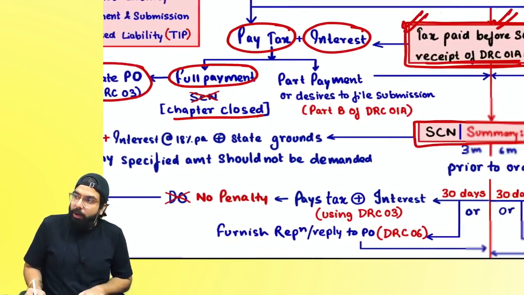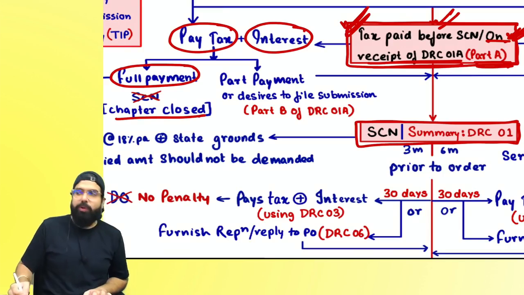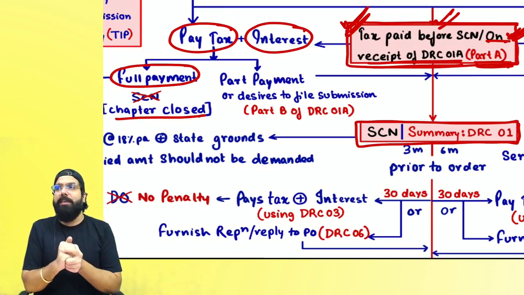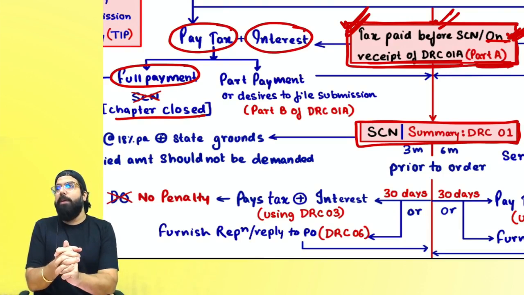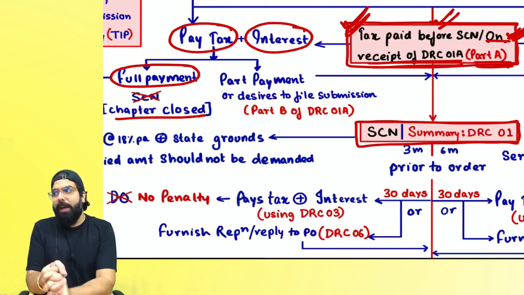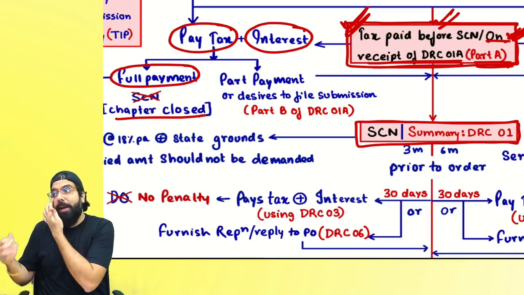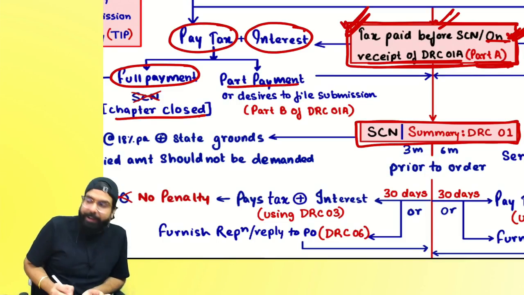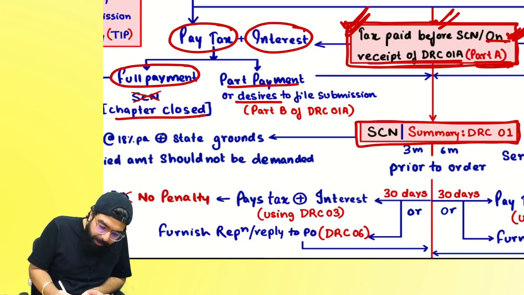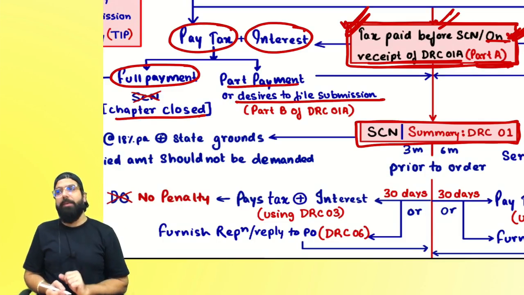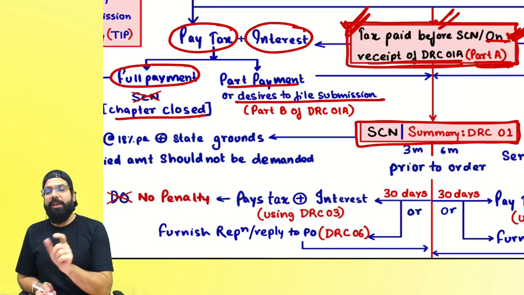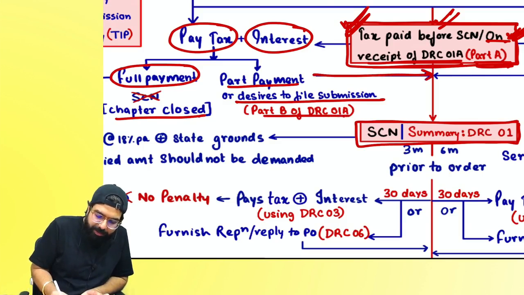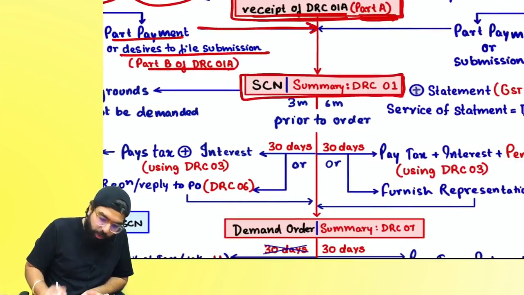Chapter will be closed. But sir, even before issuance of show cause notice or on receipt of DRC 01A Part A, the estimation, basically the intimation where the officer has told me to pay, if I make the full payment, then chapter closed. If I don't make the full payment, I made a part payment, and for the remaining part, or for the full amount which he has told me, I want to make a submission, then I will make a submission in Part B of GST DRC 01A.